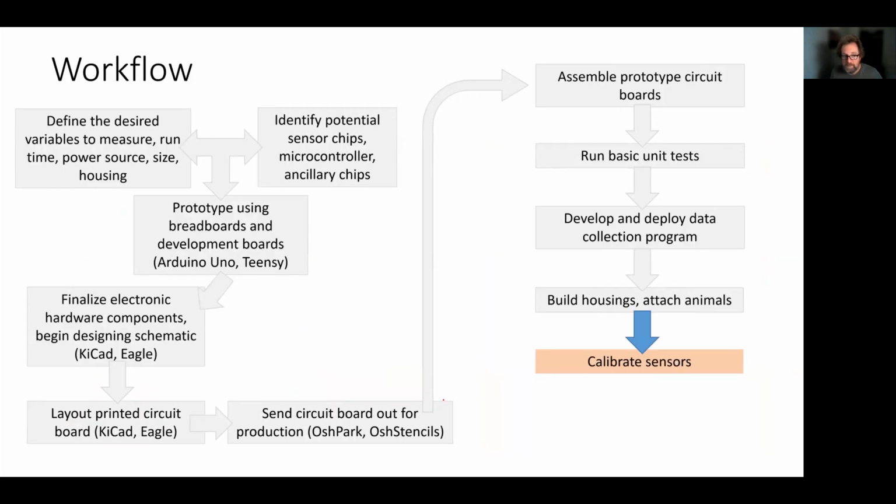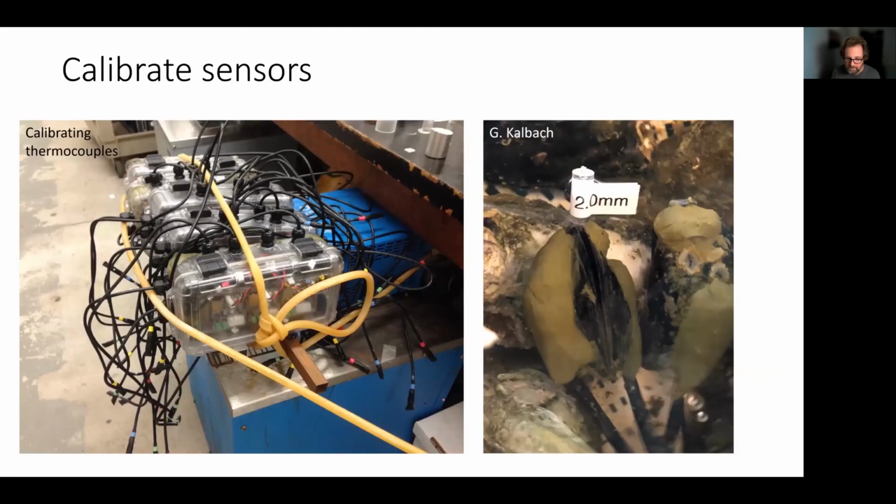And then ultimately, you're building stuff on your own rather than buying it from a commercial supplier. And so you really ought to be doing some calibration, both for the commercial stuff, but also especially for things that you've built yourself. And so we will take these and calibrate our temperature sensors in a water bath so we can compare among them and to a reference temperature. When we're measuring valve opening and closing, we'll shove a little known diameter peg in between the shell valves and use that as a benchmark for what our voltage is that we're getting off of this sensor.